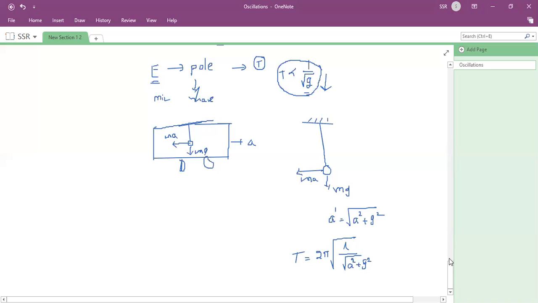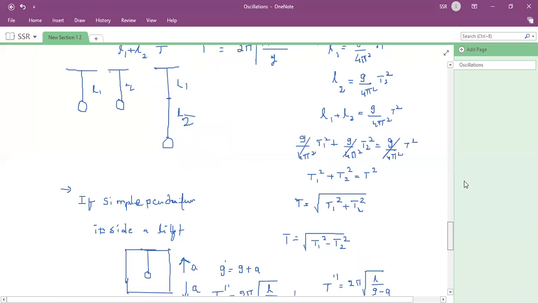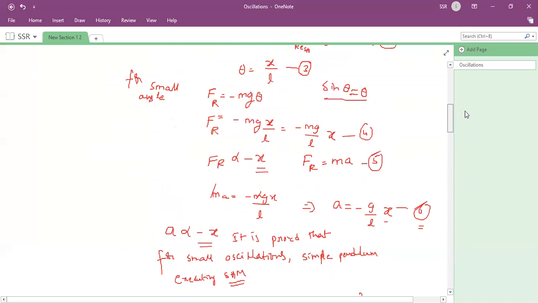So this is about simple pendulum and time period calculation. Motion of the simple pendulum shows simple harmonic motion.